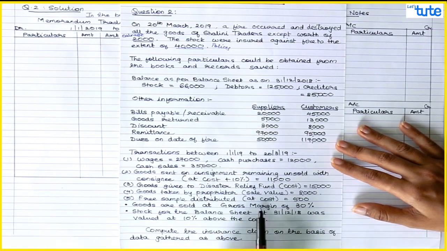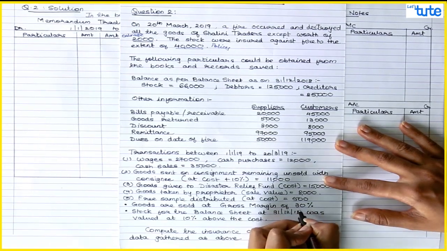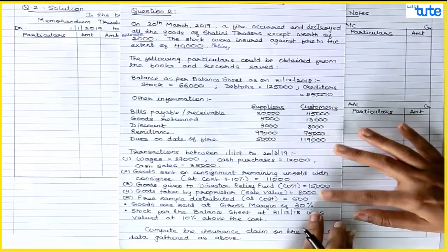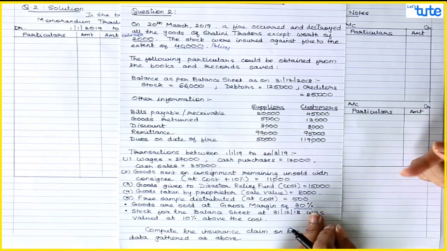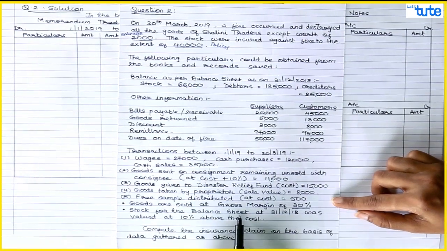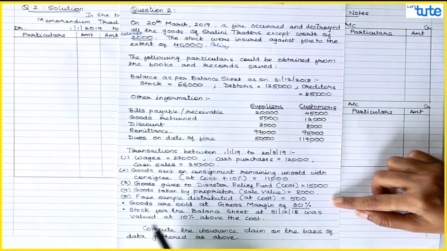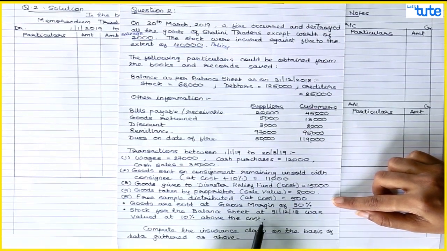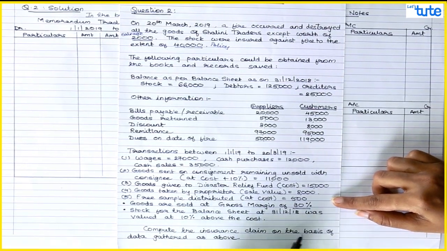Goods are sold at gross margin of 30%. So this is your GP ratio given. Since the GP ratio is given, we are not required to prepare previous year's trading account to find out GP ratio. Stock for the balance sheet date as on 31st December 18 was valued at 10% above the cost. Compute the insurance claim on the basis of data gathered as above.